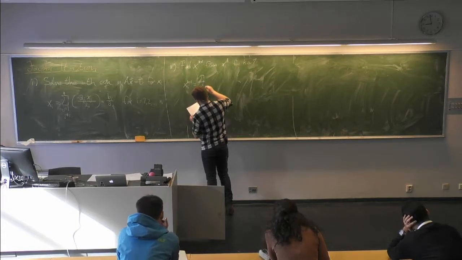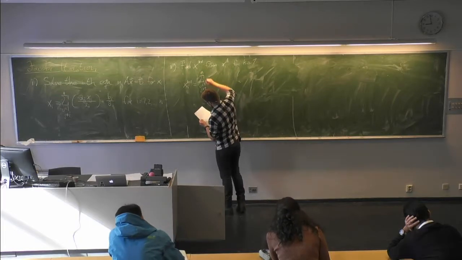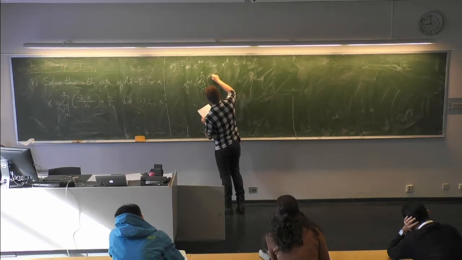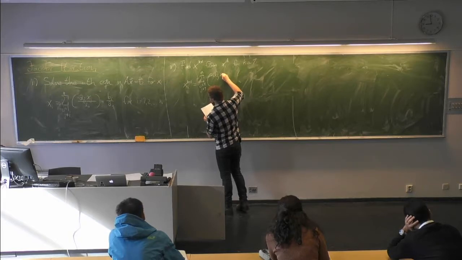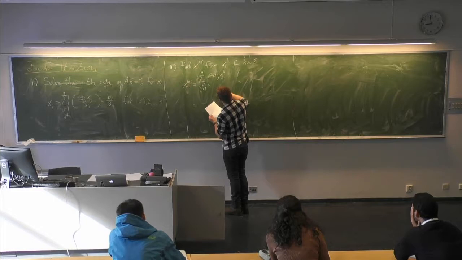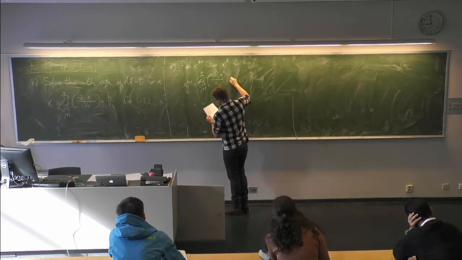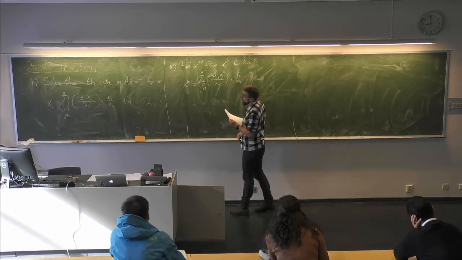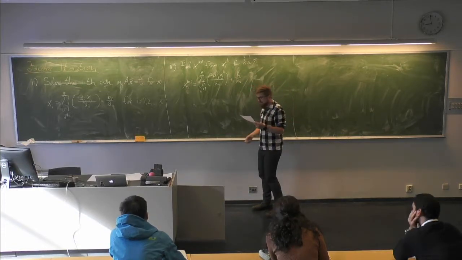j equals 1, j not equal i, so we skip this. From n, a_ij, the kth iteration, plus b_i divided by a_ii. So it's basically the same, only we're looking at the previous iteration.